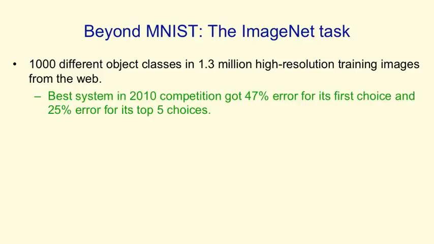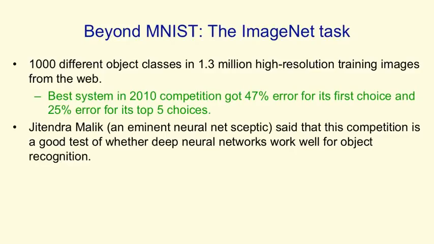So there was a competition in 2010, and the best system got 47% error rate if you look at its first choice, and 25% error rate if you say it got it right if it was in its top 5 choices, which isn't bad for 1,000 different objects. Jitendra Malik, who's an eminent neural net skeptic and a leading computer vision researcher, has said that this competition is a good test of whether deep neural networks can work well for object recognition.